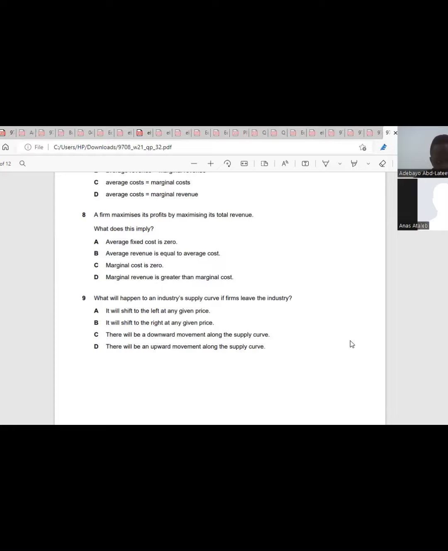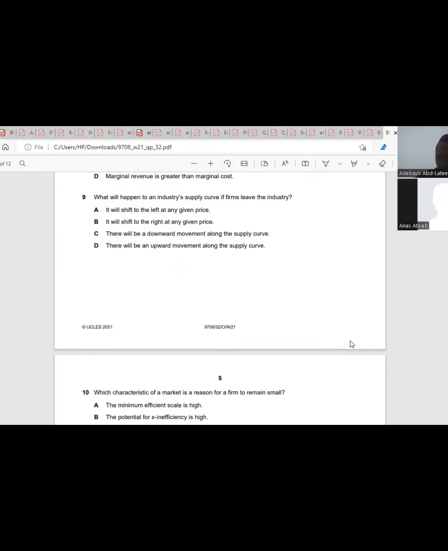When you talk about having a marginal cost, it means you would have produced extra units. But if a firm is able to maximize its profit and at the same time maximize its total revenue, it means that the firm does not have a marginal cost, because when you have a marginal cost, you would have a marginal revenue. So marginal cost is 0. You don't produce extra. All whatever you produce, you sold. So that means you don't have a marginal cost. That is what marginal cost is 0 means. Okay, C.